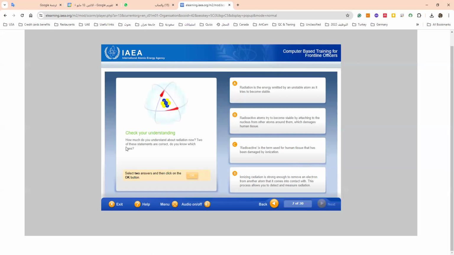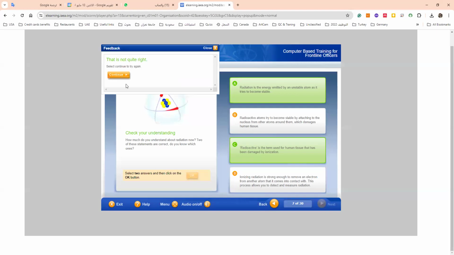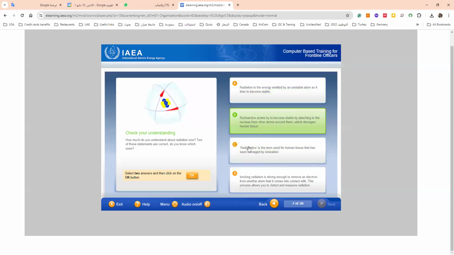Check your understanding. How much do you understand about radiation now? Two of these statements are correct. Do you know which ones? You have to select two. I will select randomly this and this, but you have to know the correct answer. Okay, it's not quite right. One of them is true and the other is not true. I will select again randomly.